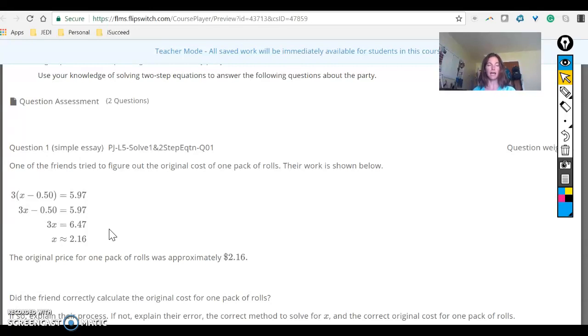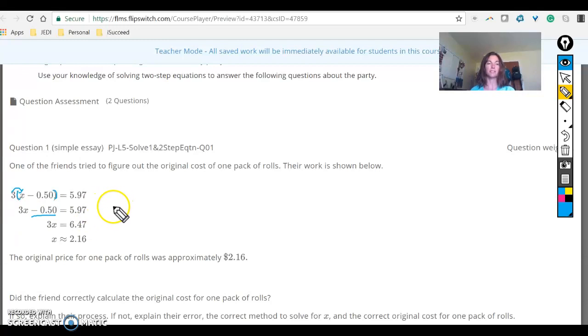And so the second line here is the first step. They said 3 times x minus 0.50 equals 597. But the problem here is that if you have a set of parentheses like this and you're multiplying it by an integer on the outside, you're multiplying everything in those parentheses by that integer. And so if you start distributing, you have to distribute to every term within those parentheses. So I do definitely see an error here.